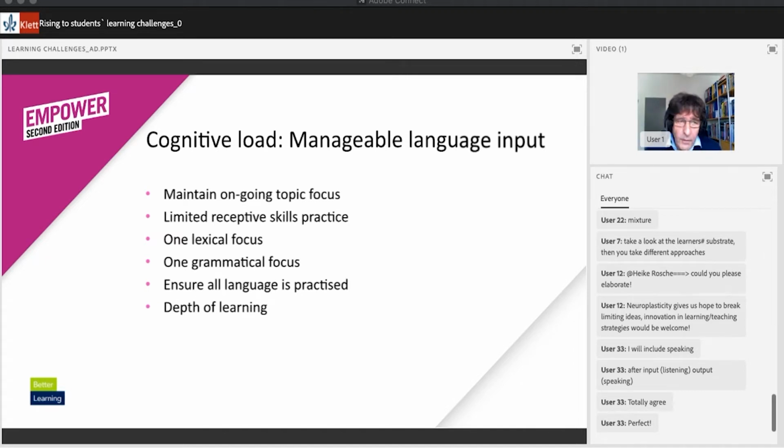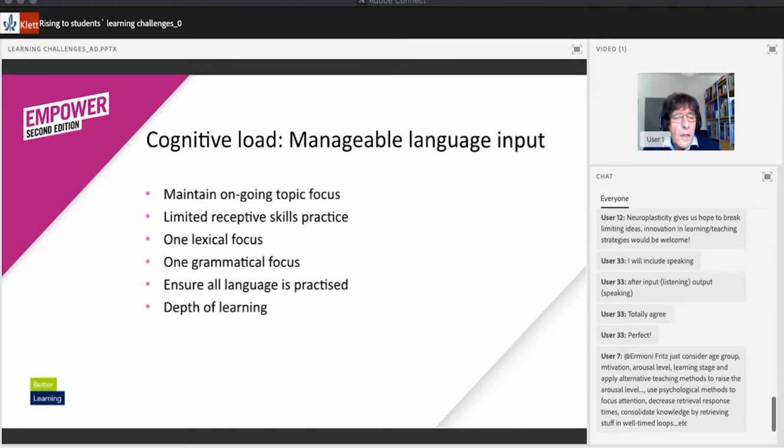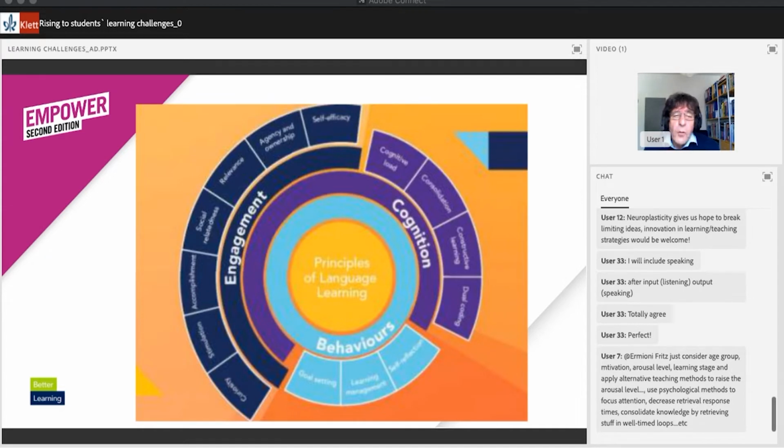By limiting the amount of receptive skills practice, not having overlong texts. Having 1 lexical focus, 1 grammatical focus, and making sure that all the language is practiced. And I think this leads to a greater depth of learning. There's a sense in which with this, less is more, isn't it? That rather than trying to teach a lot and not doing much with it, it is maybe better to teach much less and then really exploit the language and give a chance to practice it. Okay, that's an example of how we might apply the idea of avoiding cognitive overload.